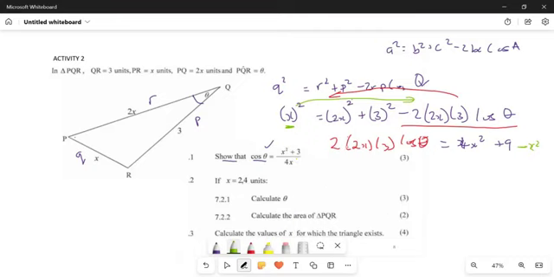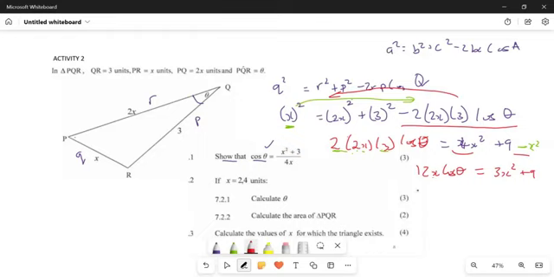How can you proceed from there? You can multiply this out: 2 multiplied by 2 gives us 4, multiplied by 3 is 12. So we have 12x cos of theta, which is equal to this one and this one, they are like terms. So you have 4x squared minus x squared, which gives 3x squared, plus 9. We want to get cos theta as the subject.